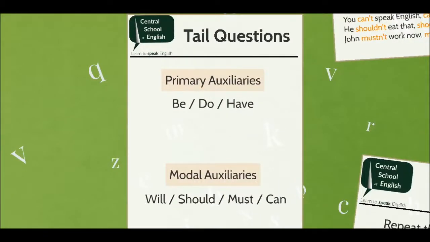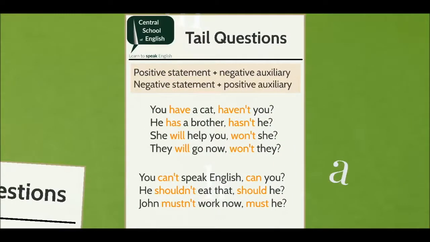In English, we can make sentences using both primary and modal auxiliary verbs. The primary auxiliary verbs are be, do, and have. The modal auxiliary verbs include the verbs will, should, must, and can. Here are some examples of tail questions with auxiliary verbs. Remember, if the sentence is positive, the tail question will be negative, and if the sentence is negative, the tail question will be positive.